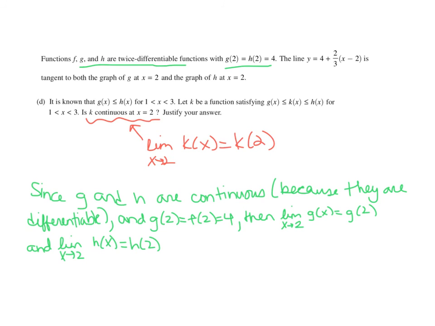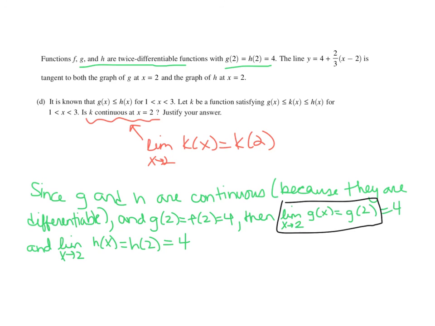So I wrote out an explanation that since they're continuous, which we know because they're differentiable, and because g of 2 and h of 2 are equal to 4, we know that the limit of g of x at 2 is equal to g of 2, which I should also write is equal to 4. And the limit of h is the same. So we are allowed to say that this is true because of continuity.